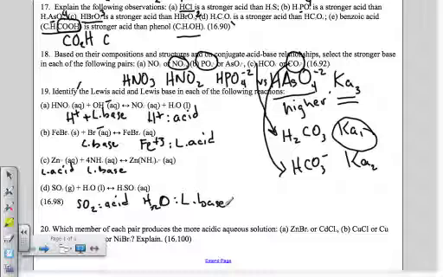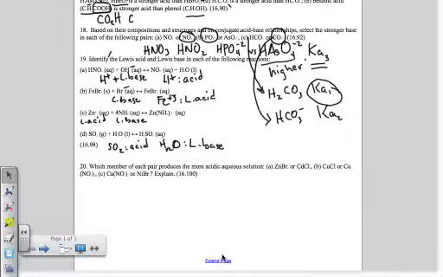All right, and let's see if we can't extend our page a little bit so we have a little more room. Which member of each pair produces the more acidic solution? Okay, so we are looking at some salts here, and metal salts in particular, and this goes back to that slide with the iron and the water.